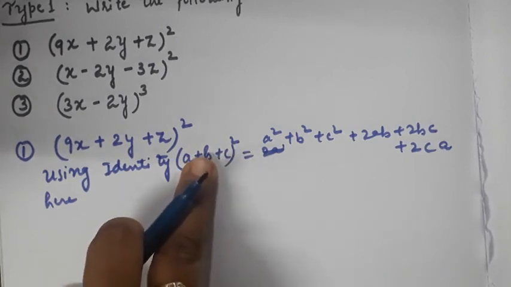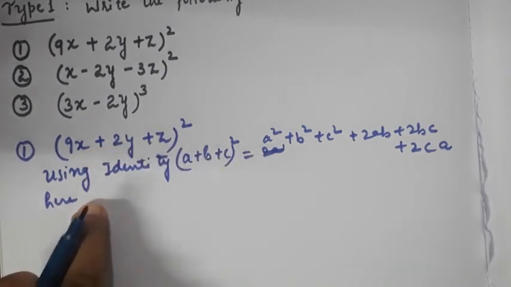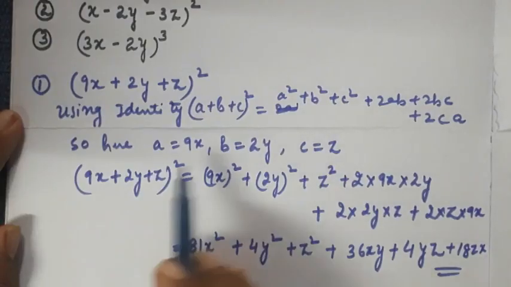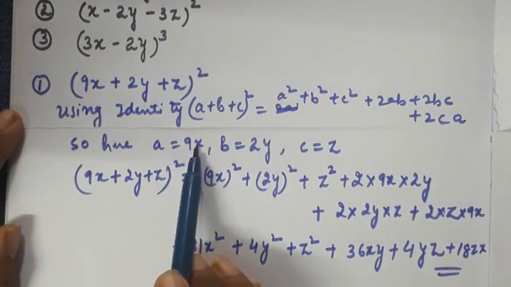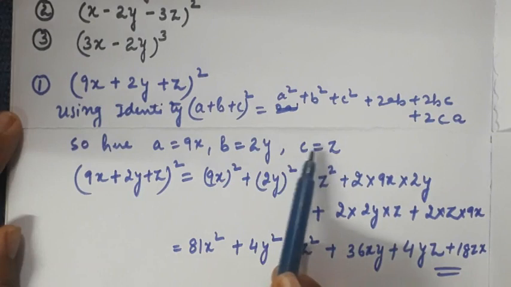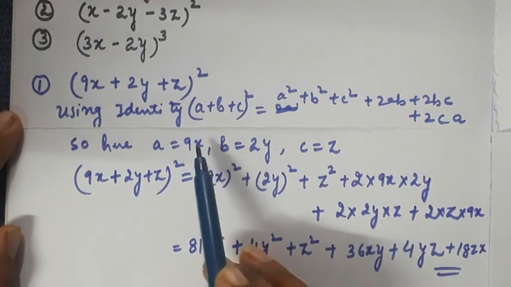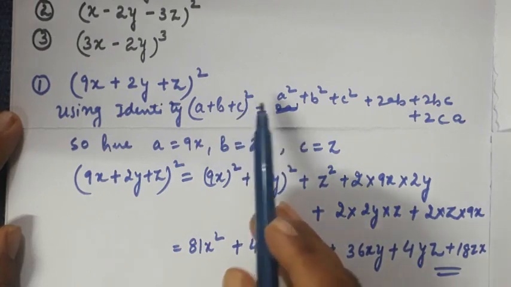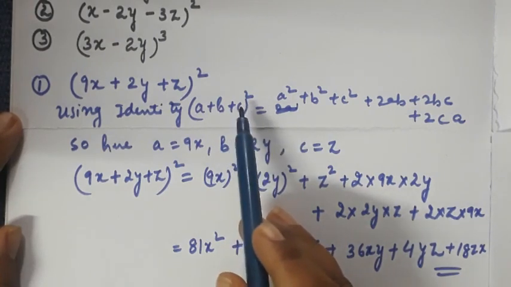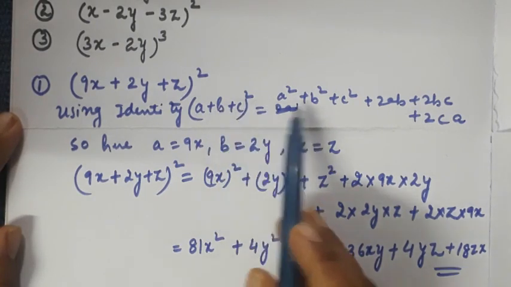Okay, and we need to relate with this, and we need to write here what is a. So here a = 9x, b = 2y, and c = z. Now what I will do, I will substitute one by one the values of a, b, c in the given expression using the identity which we are using.